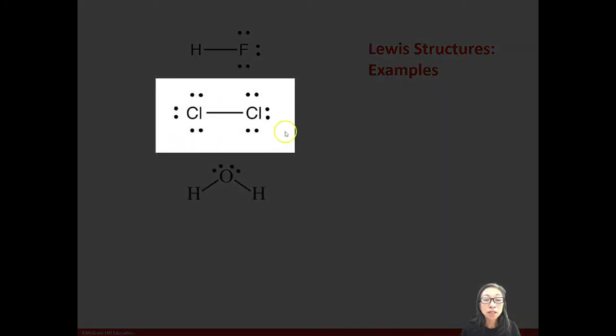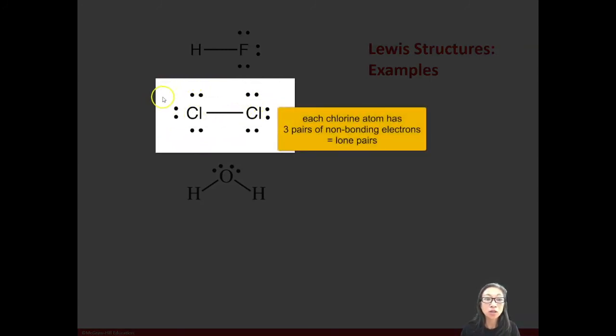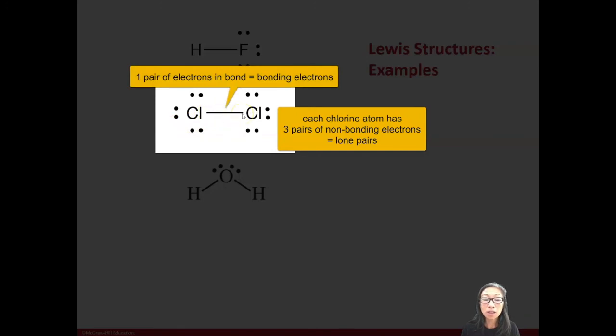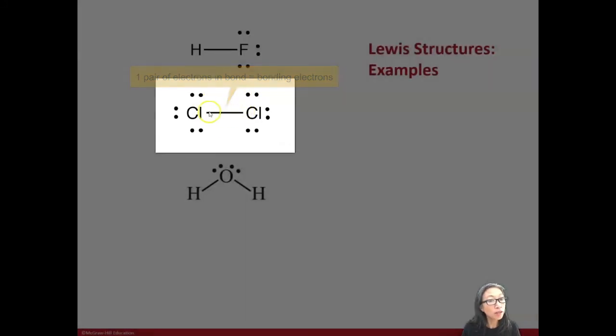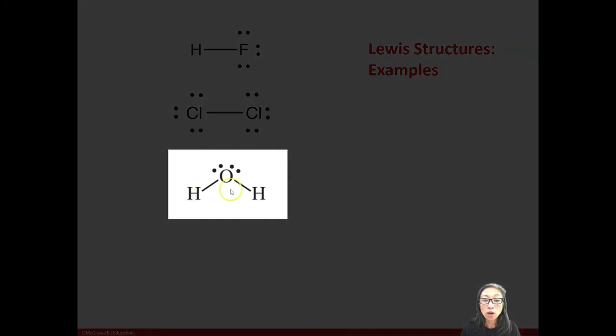This is chlorine gas, Cl2. Chlorine gas has 2 chlorines bonded, and each chlorine has 8 electrons. Drawing a circle around the 8 electrons here for this chlorine, you have 6 electrons that are not in bonds. So these 3 pairs are called lone pairs. They're non-bonding electrons. There are 2 electrons in this bond that is shared with the other chlorine. This bond is representing a shared pair of electrons. That's a covalent bond.